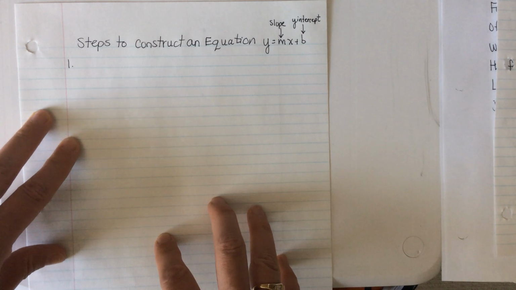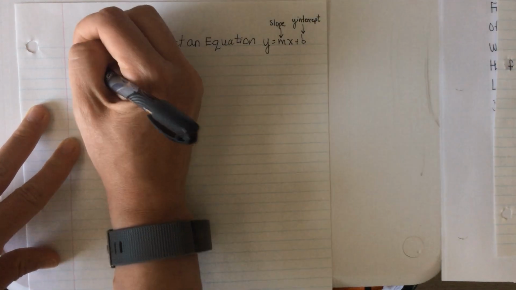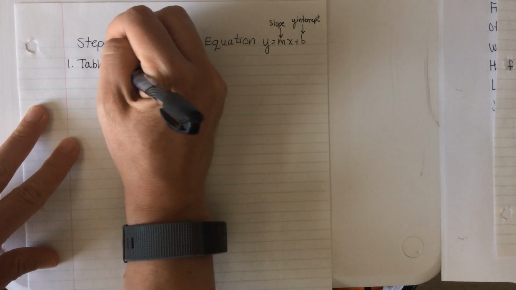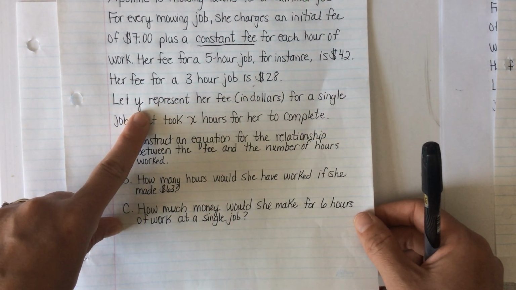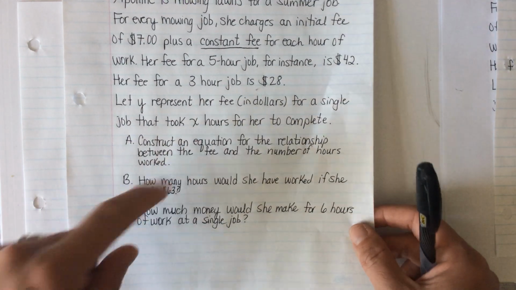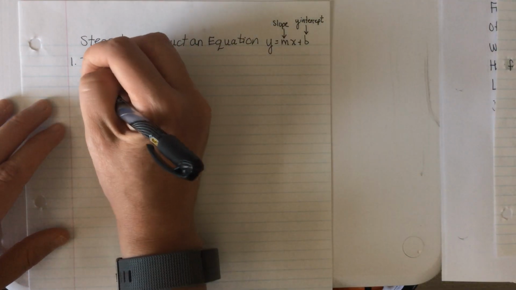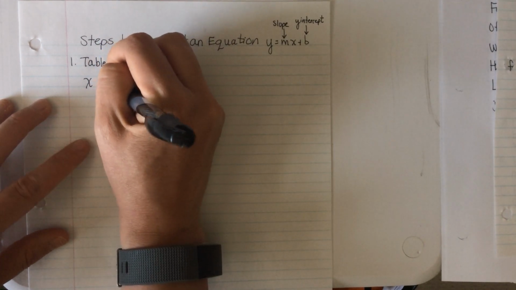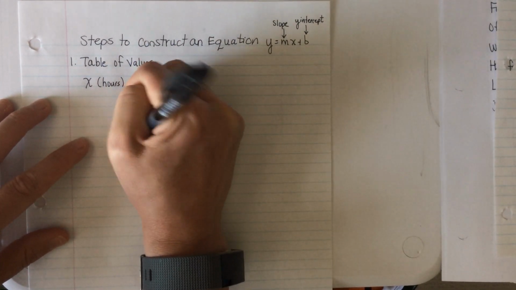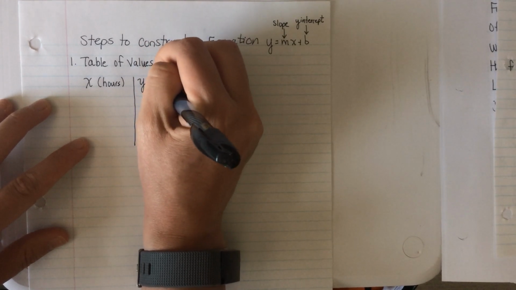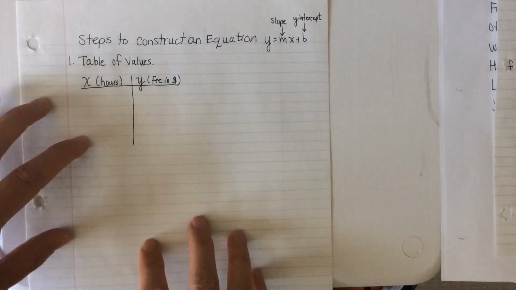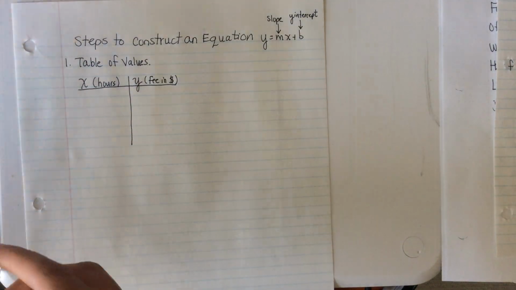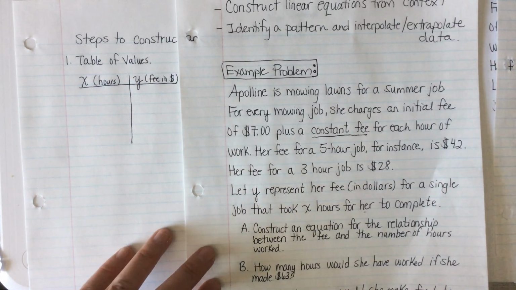Before we can start looking for those pieces of information, we need to create a table of values. We know from our problem that Y represents her fee in dollars, and X represents the number of hours that took her to complete a job. So we can create our table, X representing the hours worked, and Y representing her fee in dollars. Now we need to see if there's any information in our problem that we can add into that table.